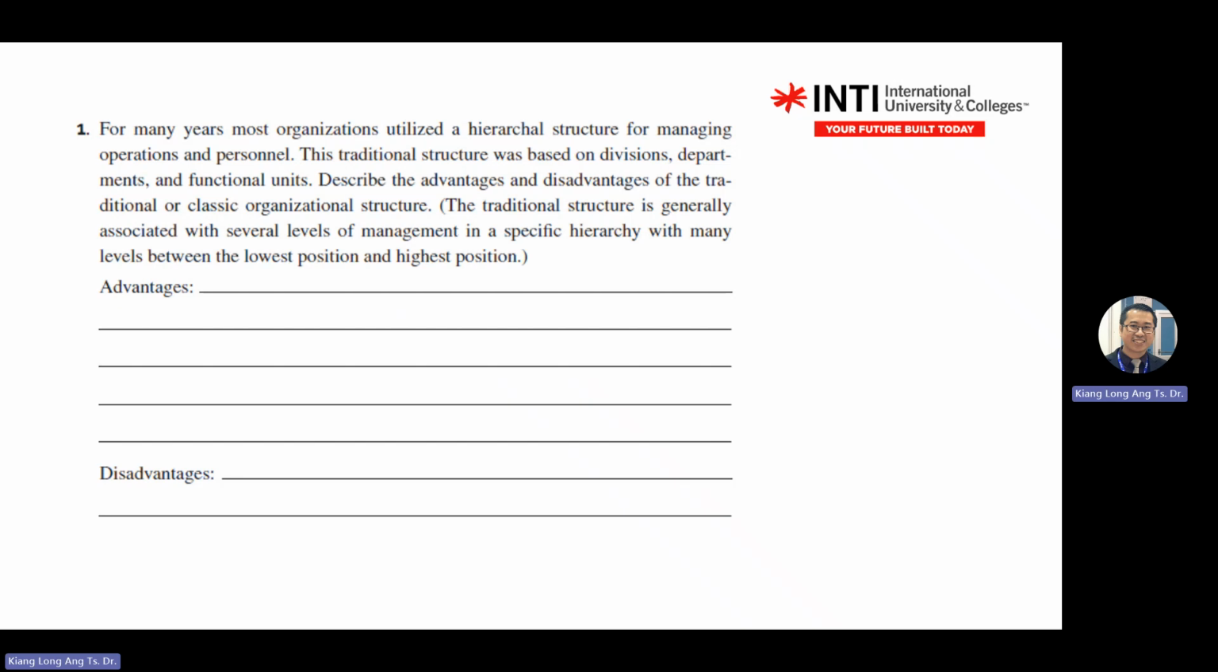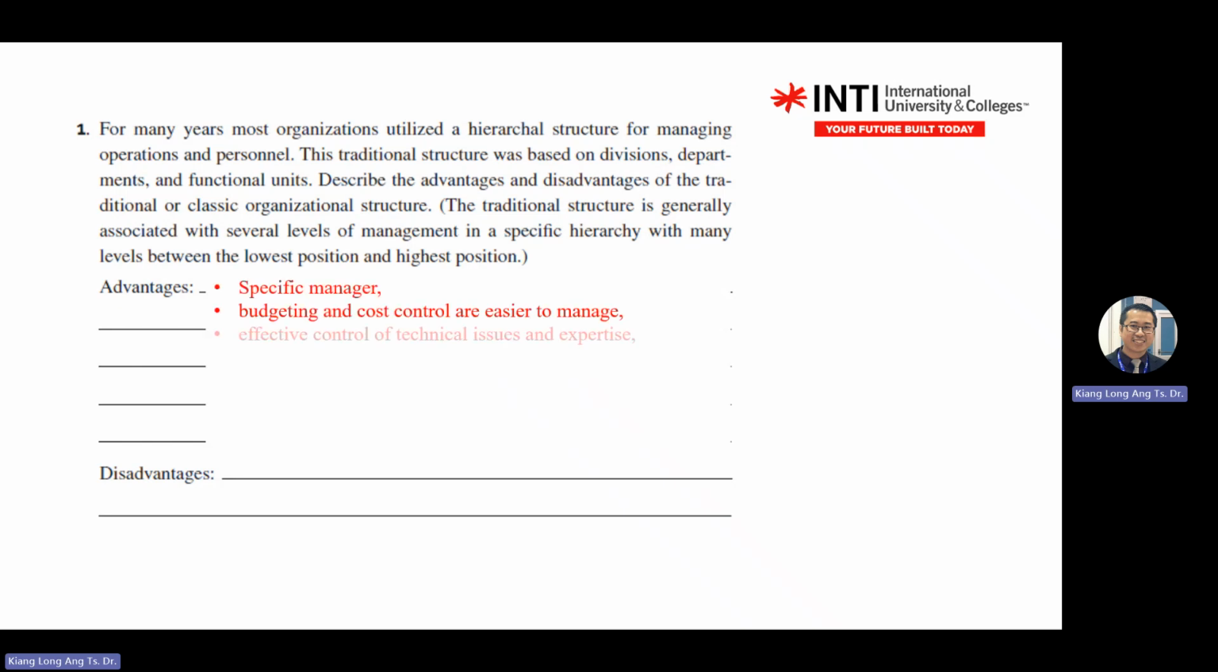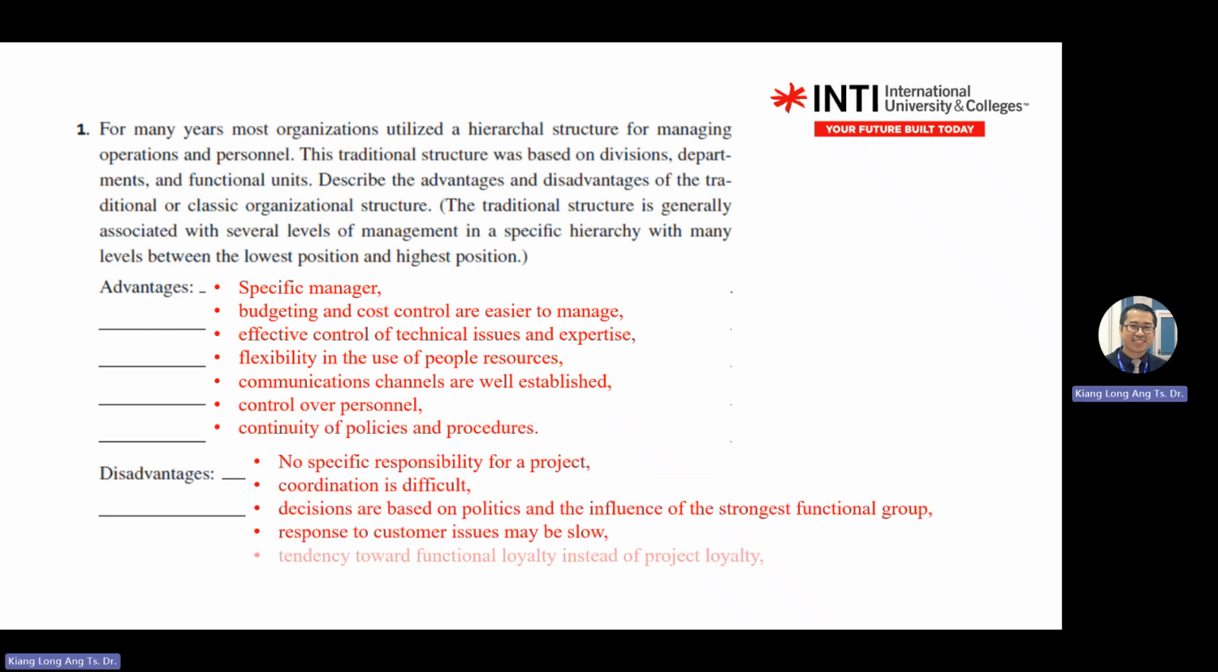Okay. So this one, organization chart advantages and disadvantages, you go and read. This can be found in the PM book and also in the PowerPoint slides. Go and read. So this one is the advantages and disadvantages of the traditional classic organization structure. For your test one, I cannot tell you what question I'm going to come out with.